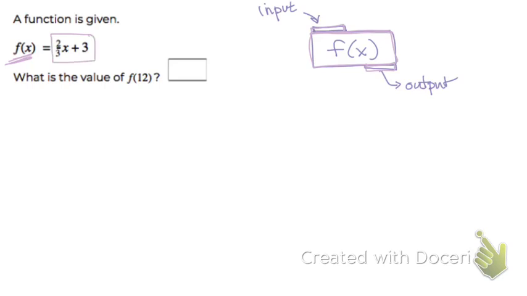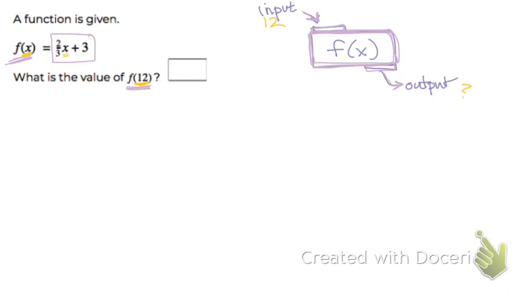So you can think of this as a function machine. You have this machine where you can input any number into that function, and then you get an output. So in this case, it's saying, what is the output when you input a 12? See, instead of f of x, they're saying f of 12. They want us to input 12 into the function and see what the output is. They're basically asking us to substitute 12 in for x.